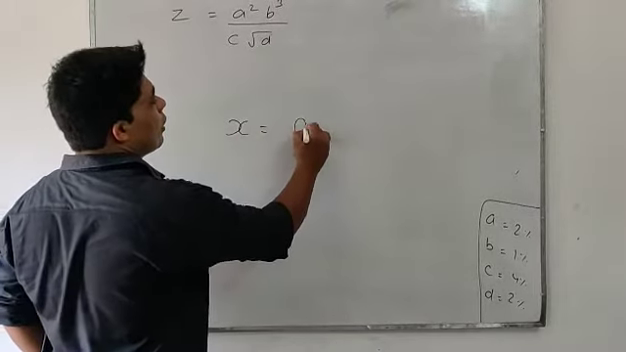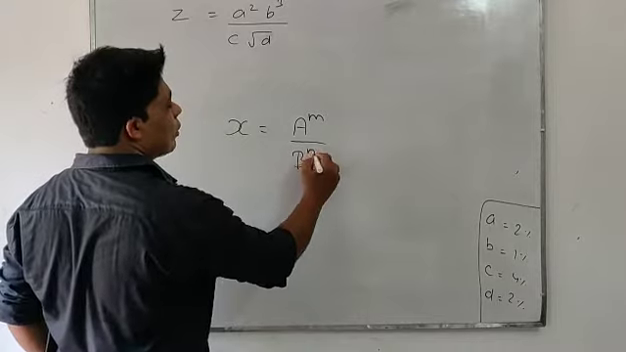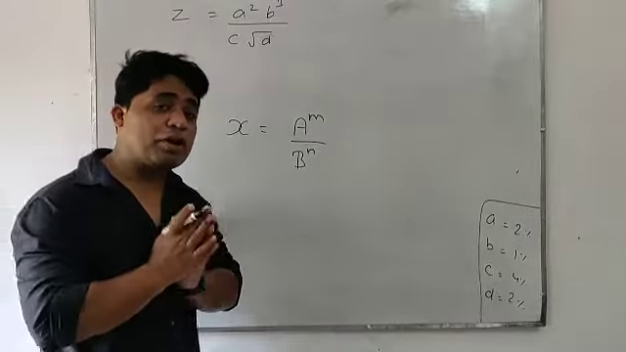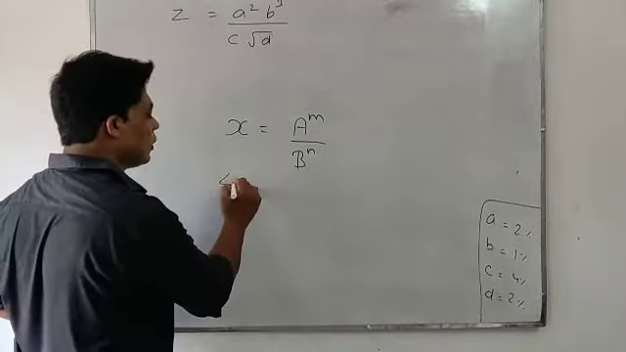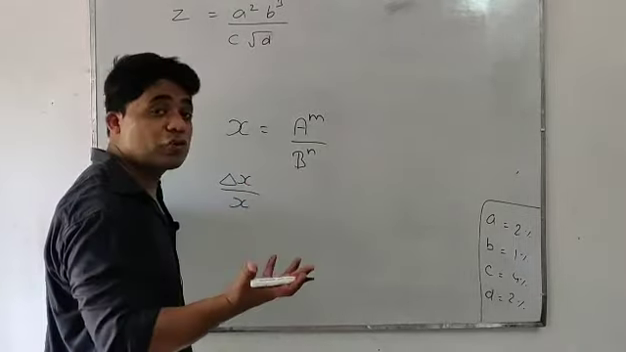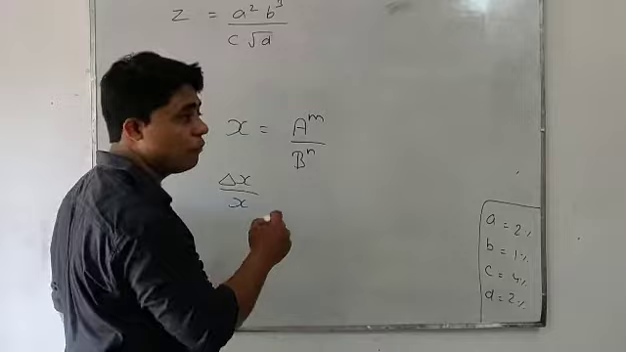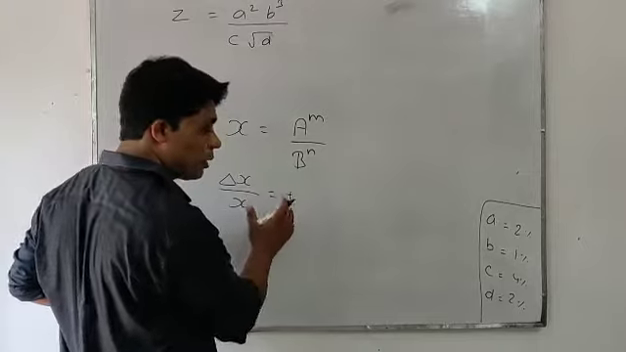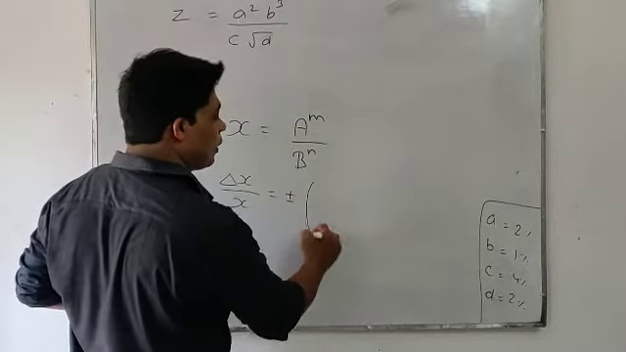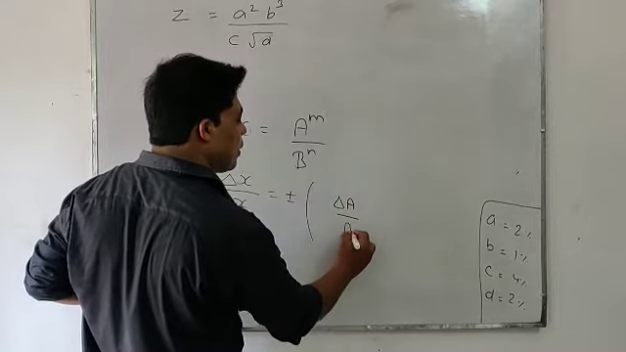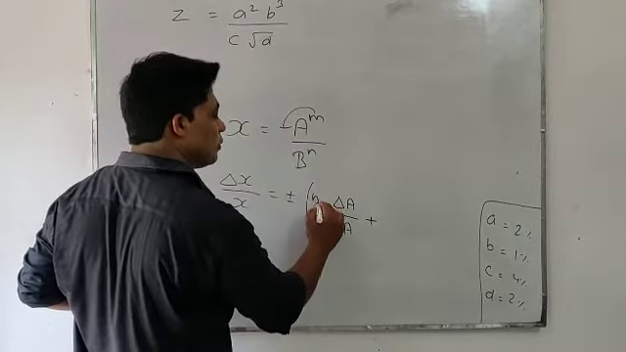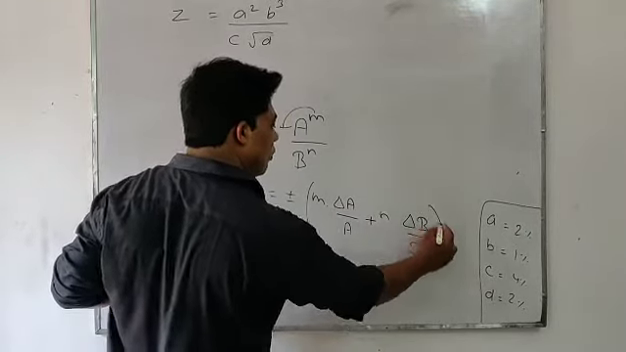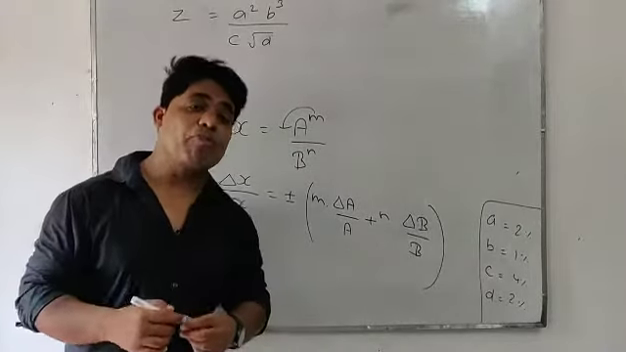Remember, suppose we have a formula x equals A to the power m by B to the power n. That is another formula, suppose. How can we convert it into relative or absolute error? So we'll write delta x by x. We did this in combination of error. We did error in multiplication, error in subtraction, error in addition. It is always plus minus. Error always comes with a positive and negative sign. A is written as delta A by A, and the power comes in multiplication. B is written as delta B by B, and the power comes in multiplication. This will be the form of absolute error.